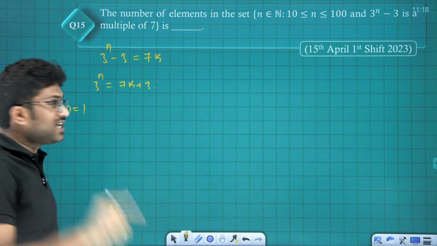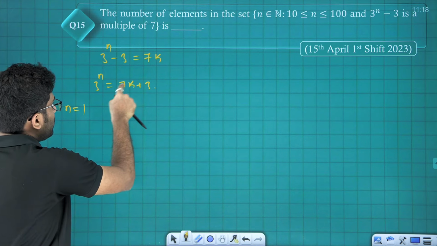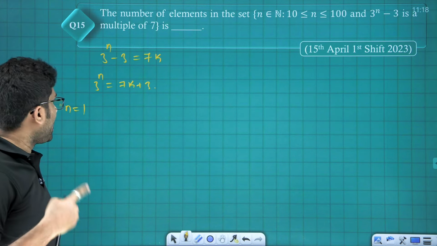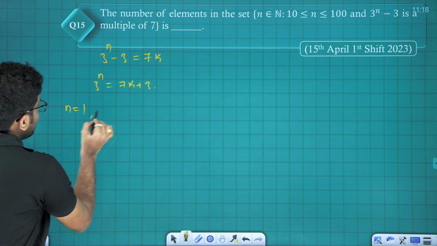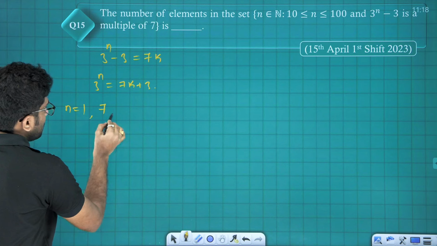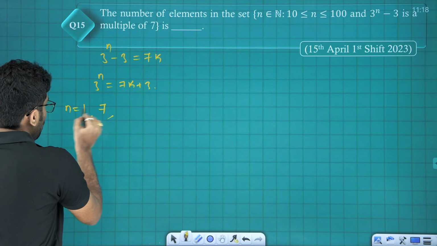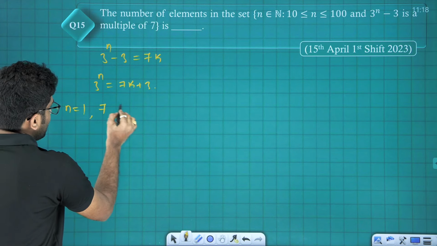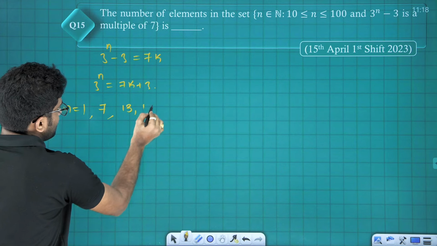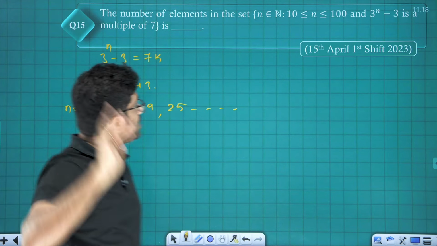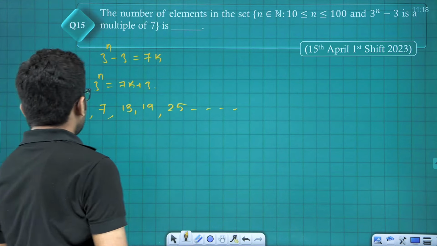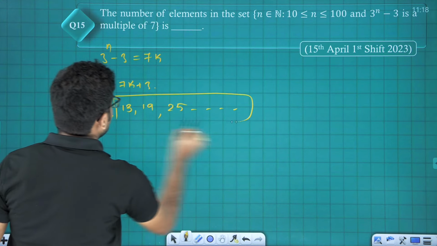Okay. If k is 2, 7 times 2 is 14, 14 plus 3, 15. No. If k is 3, no. So the next value which is true is 7. 1, the difference is 6. 7 plus 6 is 13. 13 plus 6, 19. 19 plus 6, 25. And so on it goes, and so on till 100 we need to take. So n value should only be from 13 onwards.